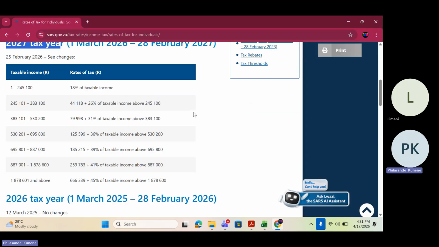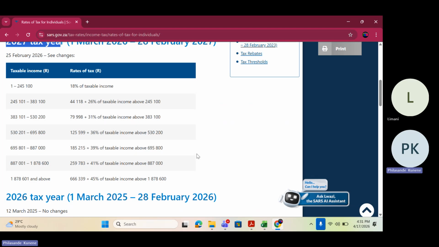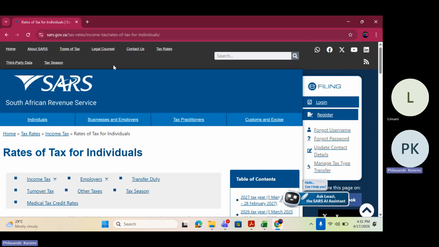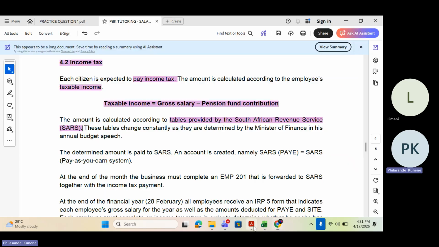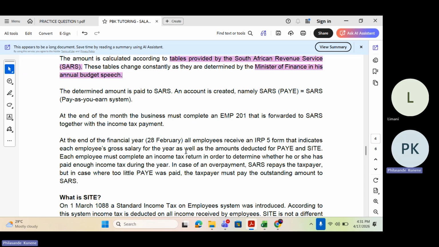I just wanted to show you that these are the tables that SARS is using. You can see this is the website for SARS. Now, these tables change constantly as they are determined by the Minister of Finance in his annual budget speech. Yes, they're always changing now and then. Each and every year, most of the time they change, but sometimes they don't. Everyone has to be aware of how much am I supposed to pay as a tax, right?